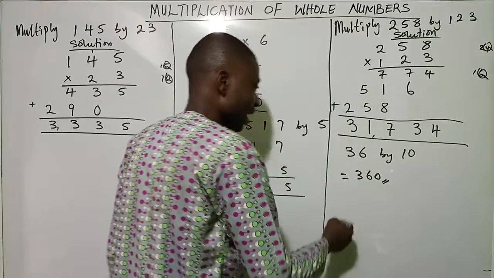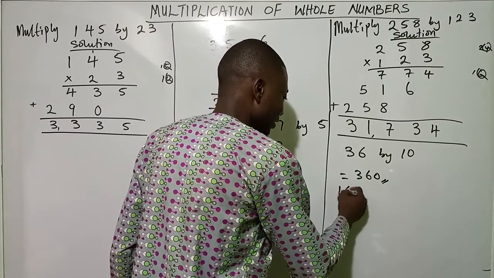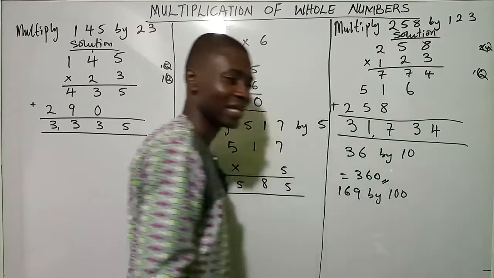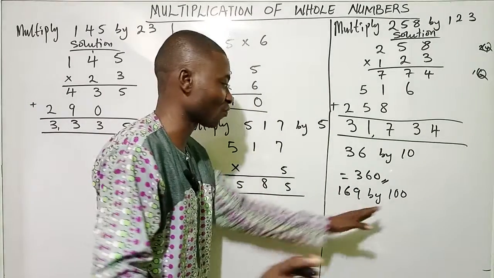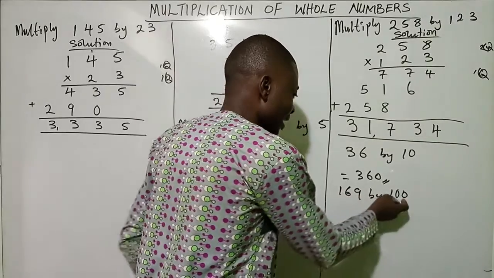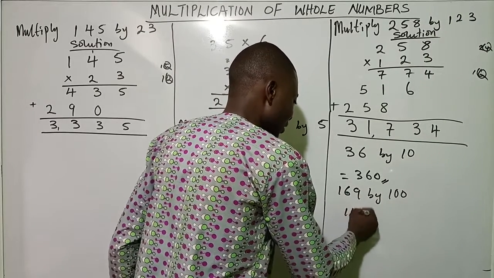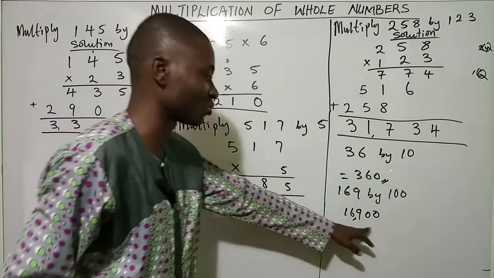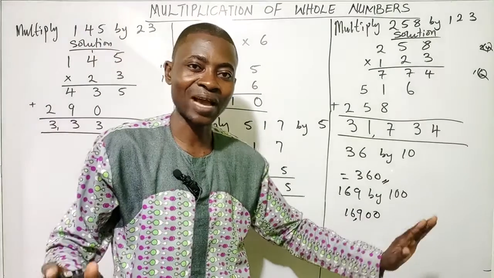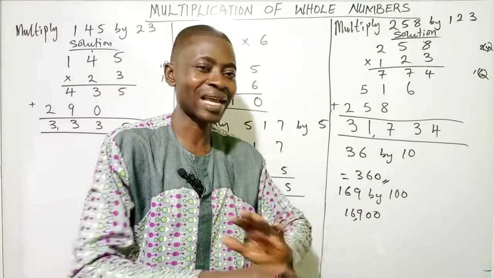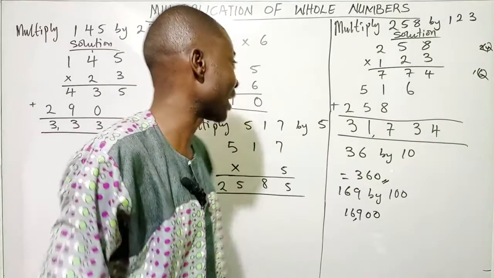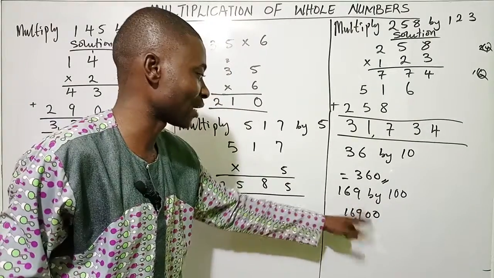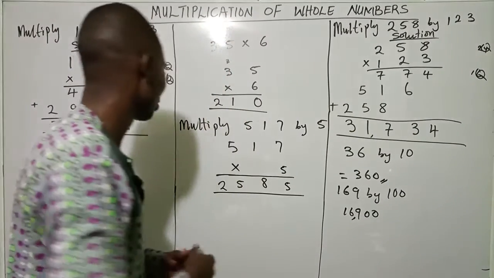You will have a number like, multiply 169 by 100. Don't bother, just forget the zeros. 169 times 1 is the same thing as 169. Add the zeros to it, 0, 0. That is it. So the answer is 16,900. Take note of this. At any point in time you are multiplying numbers that have zeros attached to them, just forget the zeros, multiply the whole number, and then add the zeros to it.